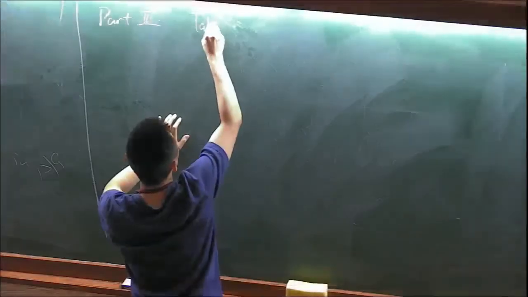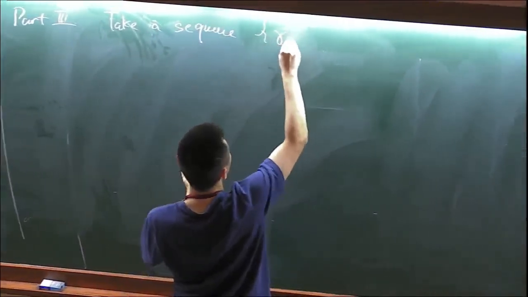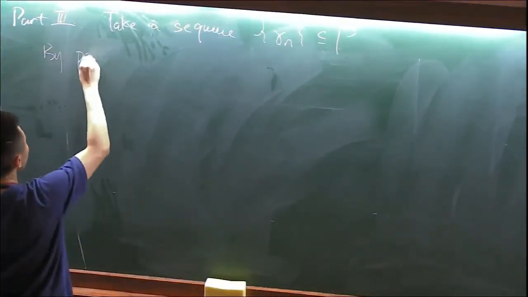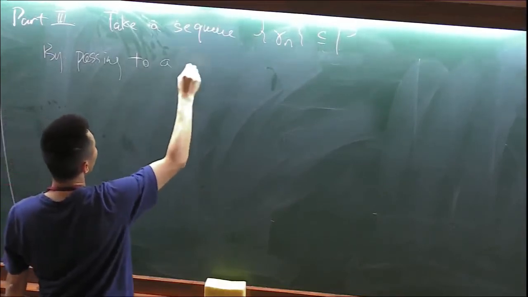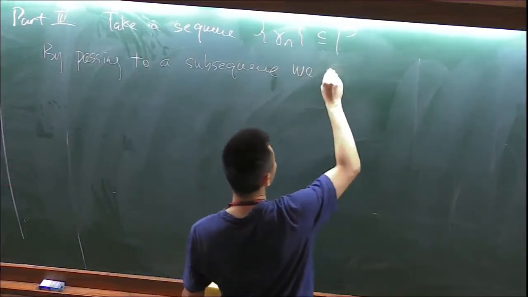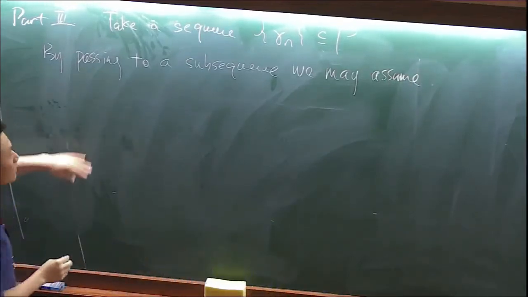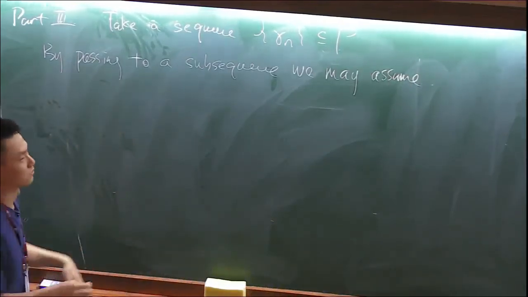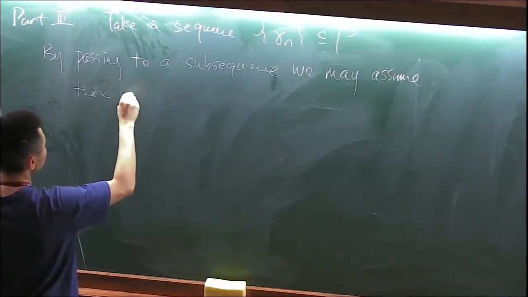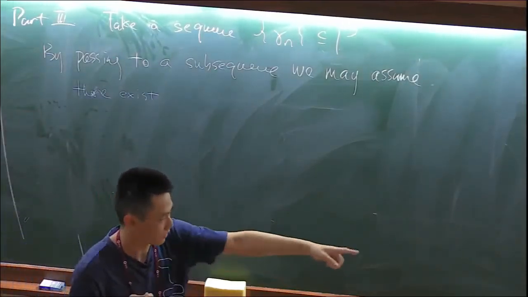Now take a sequence. First, I want to take a sequence gamma n inside gamma, and by passing to a subsequence we may assume the following. You can verify we can assume this using the algebra. Now I want to describe where it converges to. So I'm trying to describe what's the limit measure.